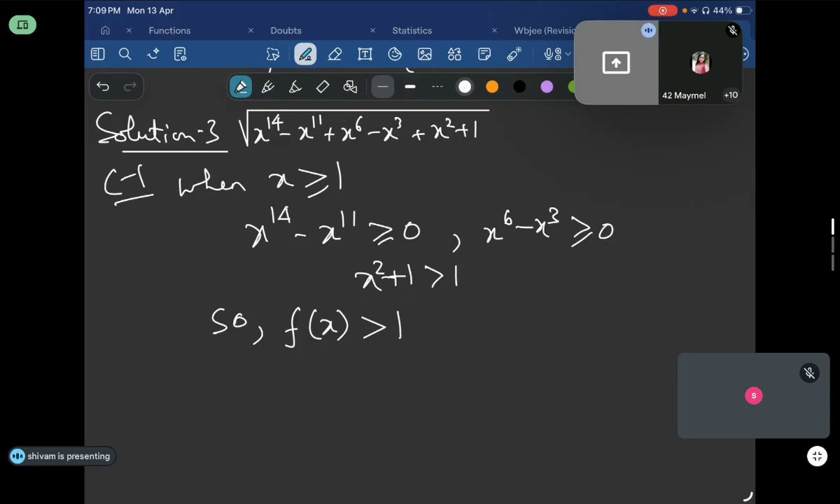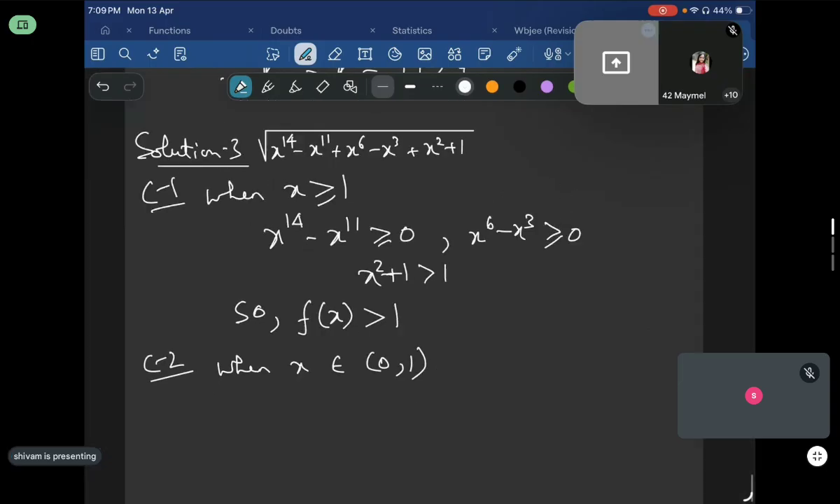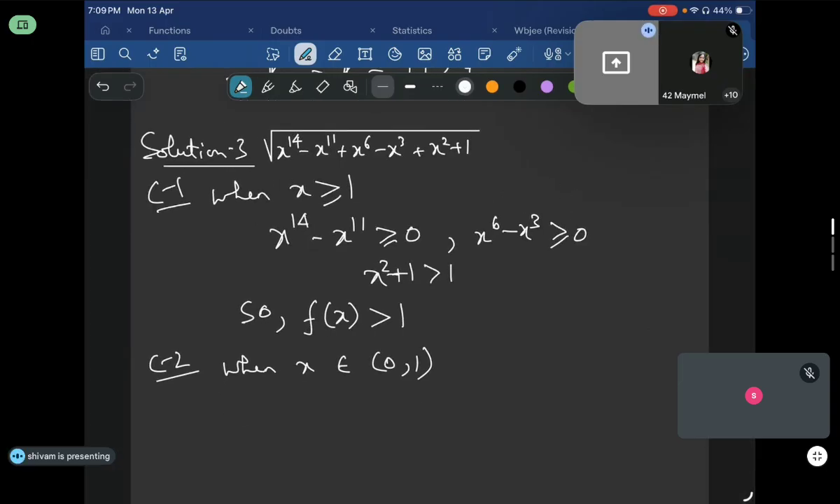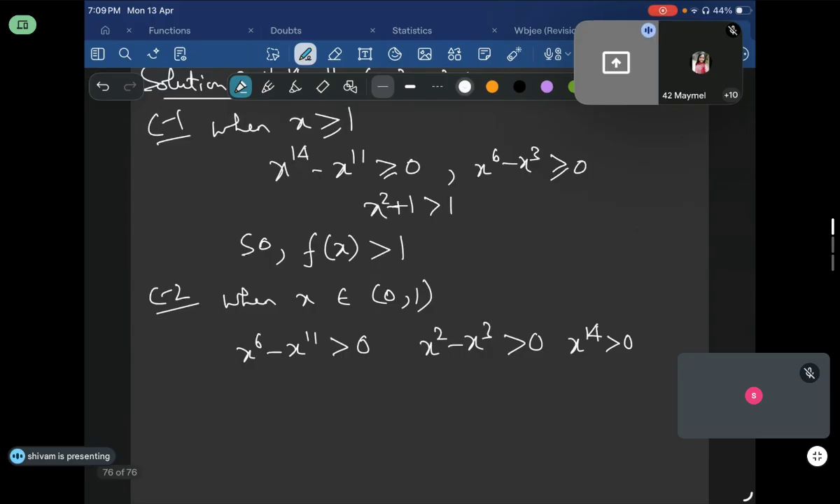Next, let's check for x lying between 0 and 1, what will happen? Case 2. When x belongs to 0, comma 1. In this case, x to the power 6 minus x to the power 11 is greater than 0, right? And x square minus x cube is also greater than 0. x to the power 14 is anyways greater than 0. And 1 is anyways greater than 0. So this particular interval should also be included. Are people getting? Tell me.